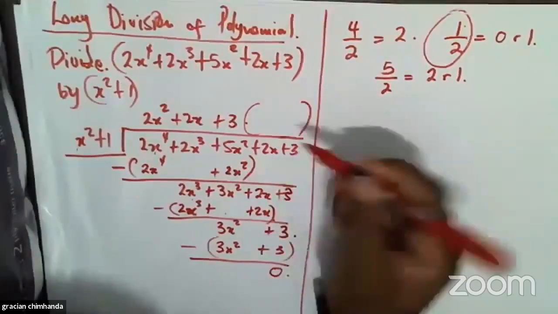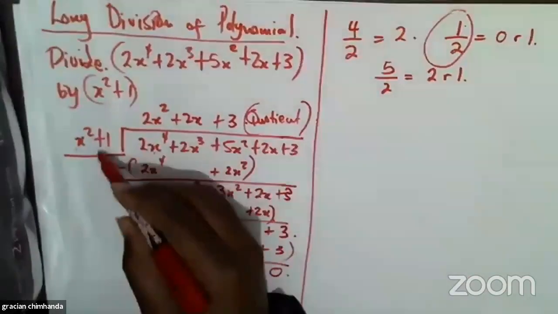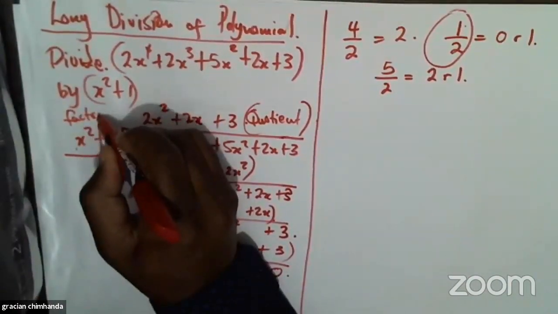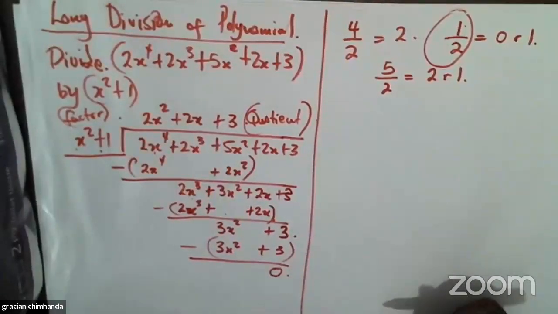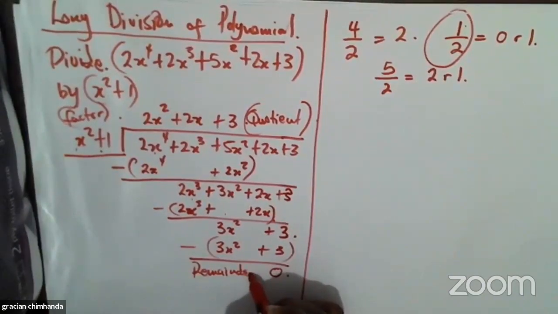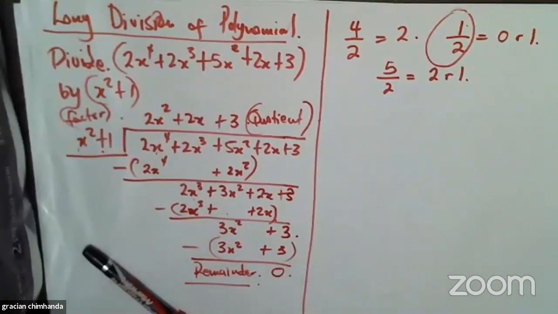Okay, this one, we gave it a name yesterday. It's called a quotient. And this one is called a factor. And this one is the remainder. So what does long division help us with polynomials? Remember yesterday I said it is able to help us either to factorize or to solve polynomials.